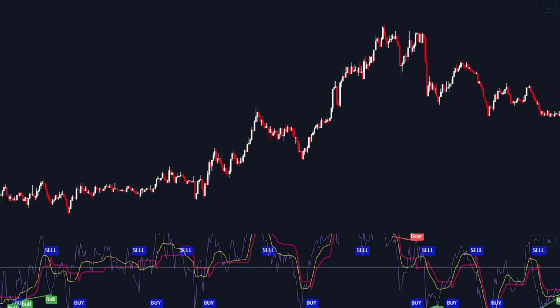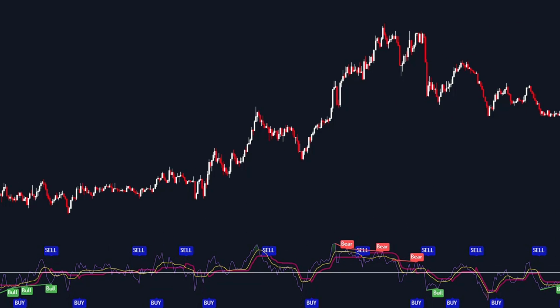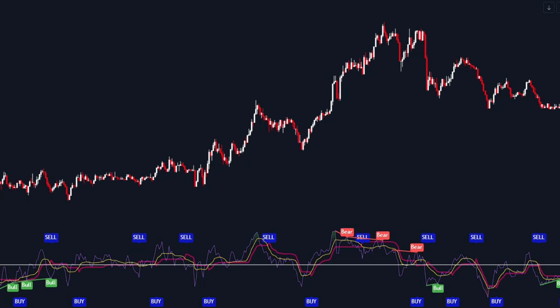Now, on to the signals. This indicator offers two types: RSI divergences and buy-sell signals based on RSI moving averages. RSI divergences help us spot potential reversals or changes in momentum.